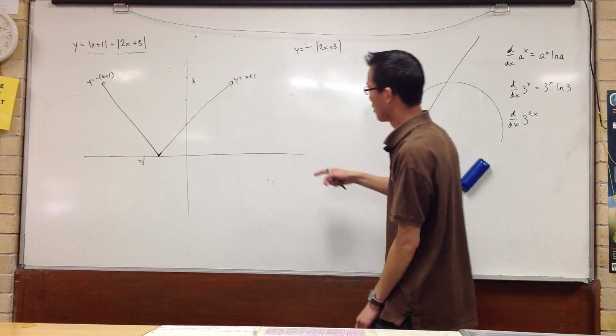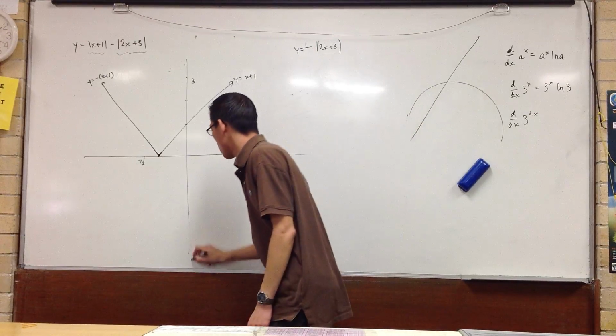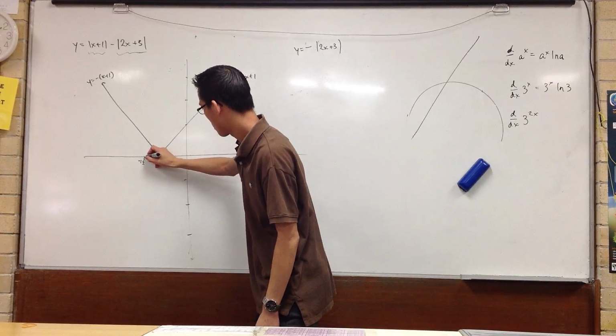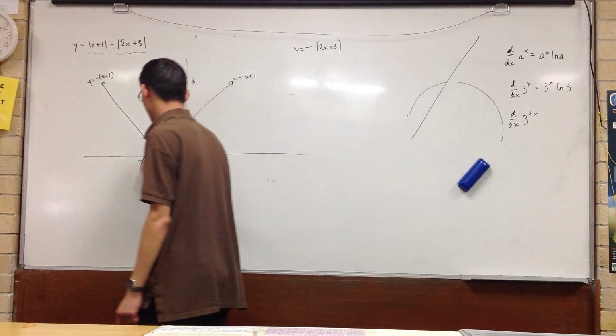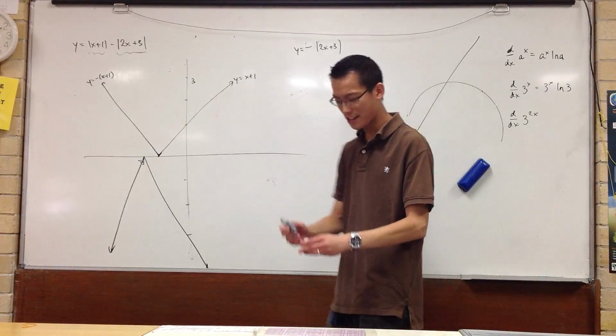Now I was a bit silly. I drew that 3 up there. I'm doing the other side. So this comes all the way down. 1, 2, 3. Okay, now what do I do? This is actually quite easy.